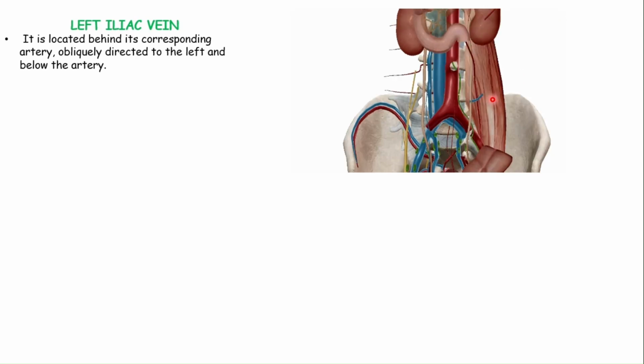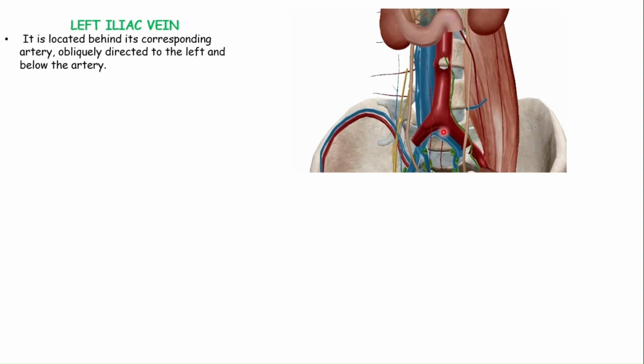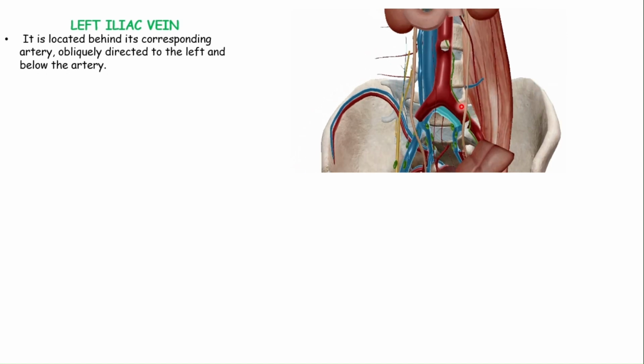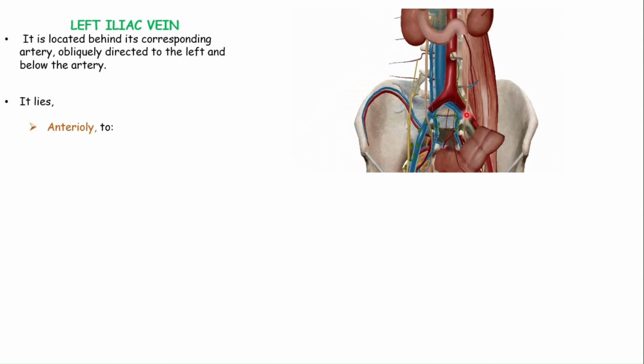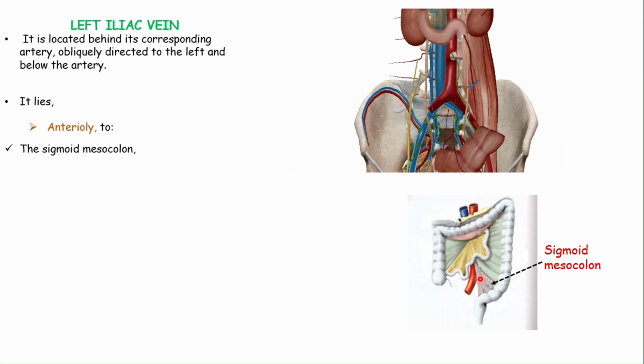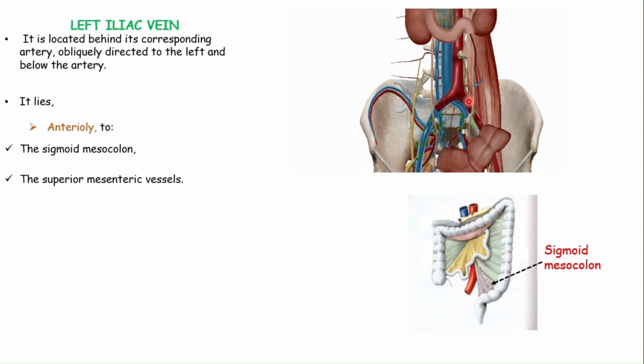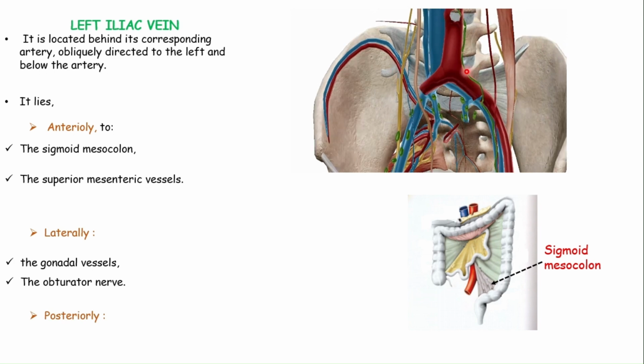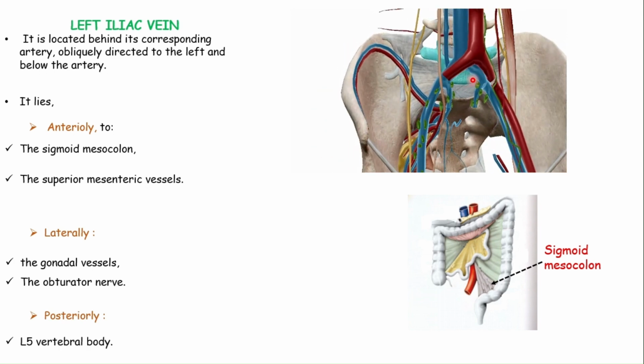However, the left iliac vein is located behind its corresponding artery, obliquely directed to the left and below the artery. It lies anteriorly to the sigmoid mesocolon and the superior mesenteric vessels, laterally to the gonadal vessels and the obturator nerve, and posteriorly to the L5 vertebral body.